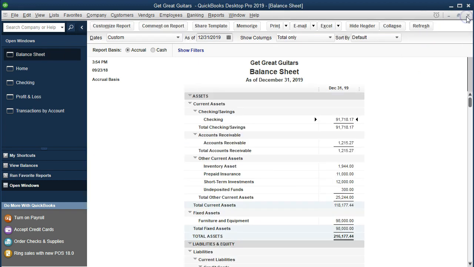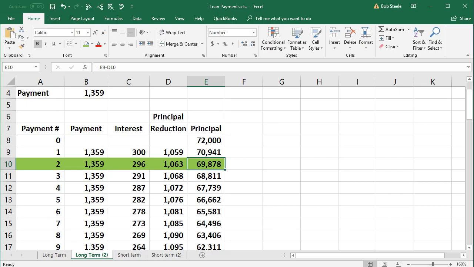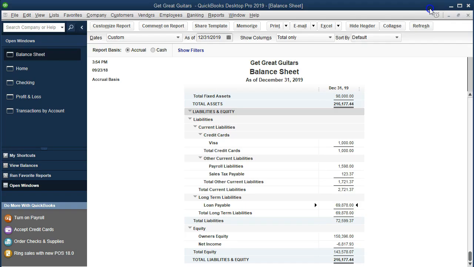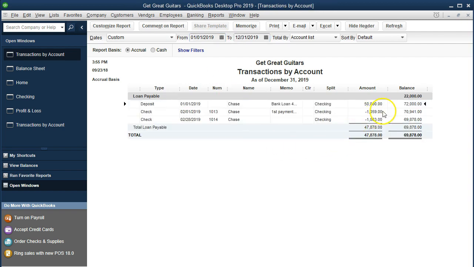Closing this back out. However, if we go to the loan balance here, here's the loan balance: 69,878, matching our amortization schedule. That looks correct, so that's good. If we double click on this amount and change the date range to 01/01/19, we see that these two amounts differ because the principals differed with the two payments. So that's what we want to note, that's what we want to see.